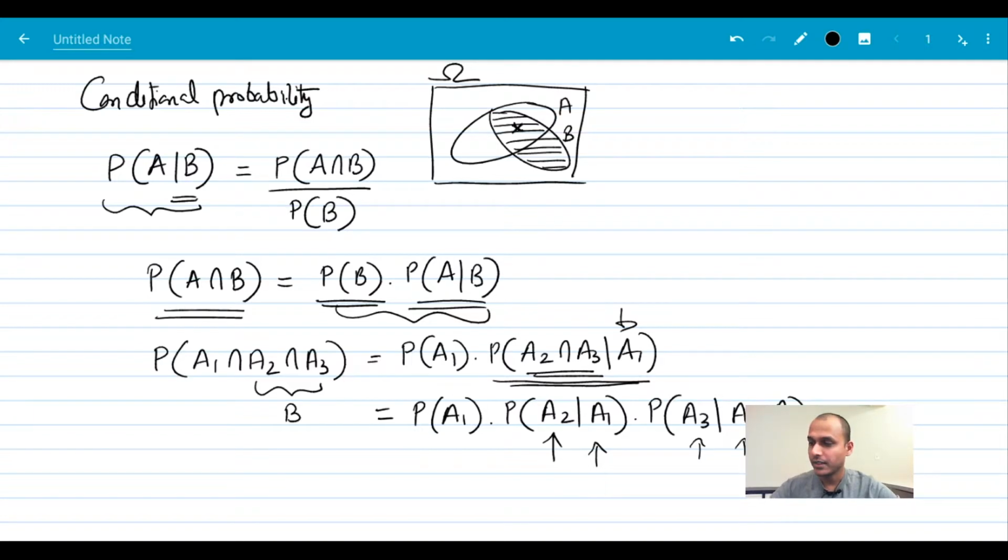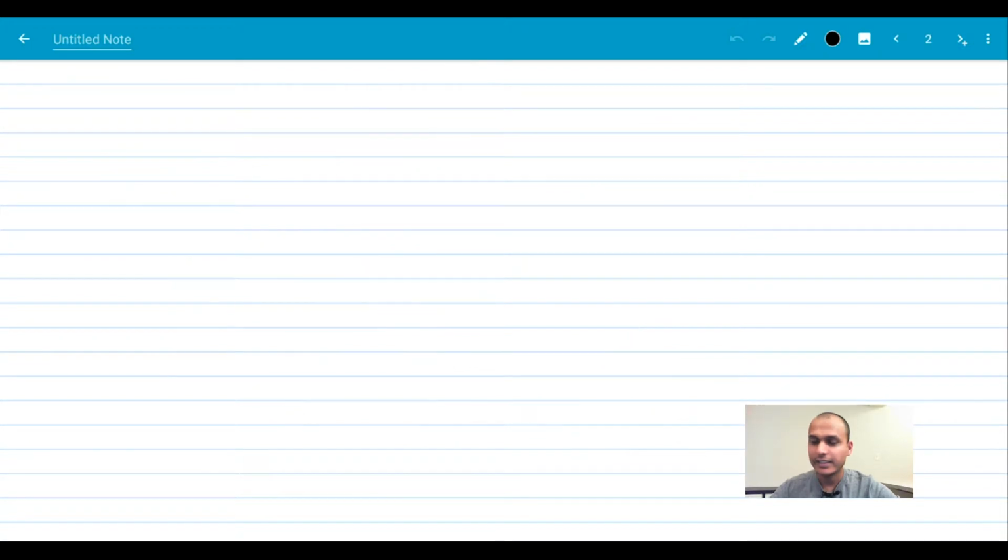There are also a couple of nice extensions, and in fact, the second extension that I'm going to tell you is about Bayes' rule. So before that, let me just quickly talk about the law of total probability.